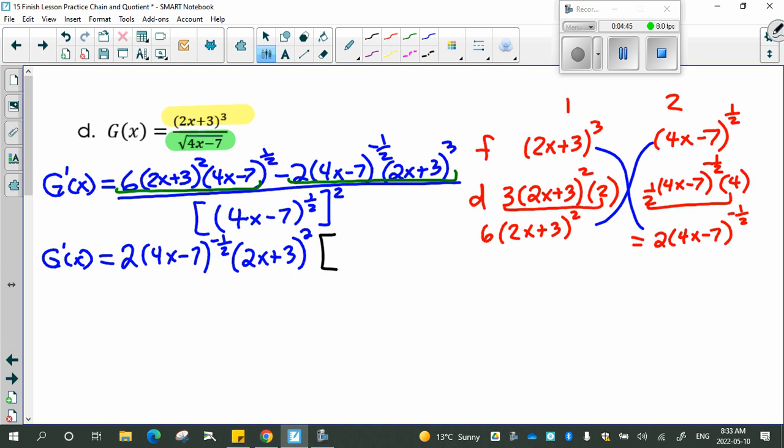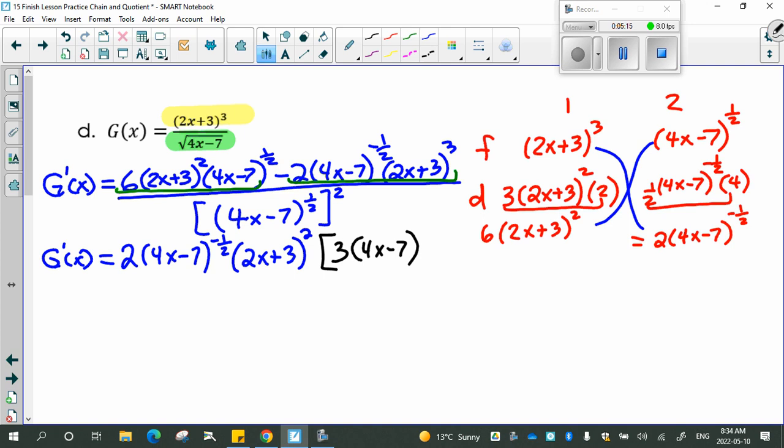Now we want to divide each green chunk by the greatest common factor. Okay, so monomial, so 6 divided by 2 is 3. 2x plus 3 squared divided by itself is 1. Right? 4x minus 7 to the 1/2 divided by 4x minus 7 to the negative 1/2 is just 4x minus 7. Okay, so now I've divided the first green chunk by the greatest common factor.